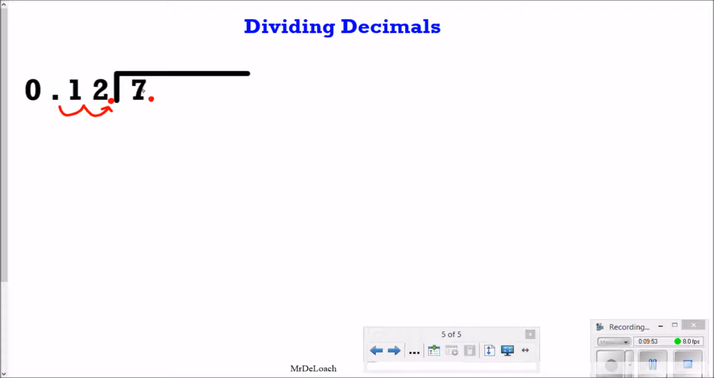So I'm going to show that decimal in this case, because remember what I do to the divisor, I have to do to the dividend. Since I multiplied the divisor by 100 by moving the decimal 2 places to the right, I have to do the same thing to the dividend and move it 2 places to the right. So then we're going to end up with 700 as our dividend and 12 as our divisor. And we're going to go ahead and begin dividing.